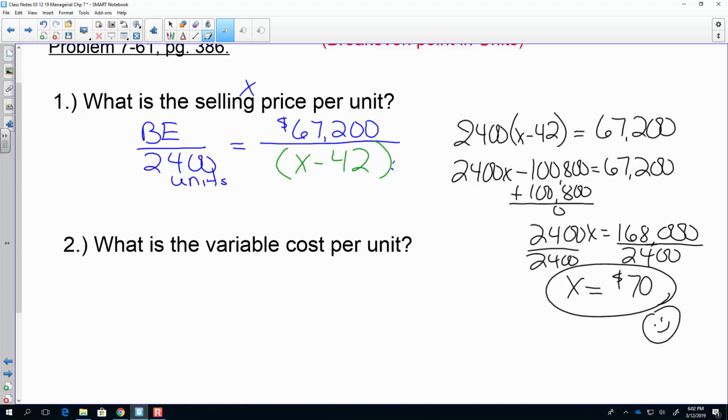Now I'm happy. So I can try it. I can put 70 in here, right? My margin is what? 28? 67,200 divided by 28 per unit should give me the 2,400 units.